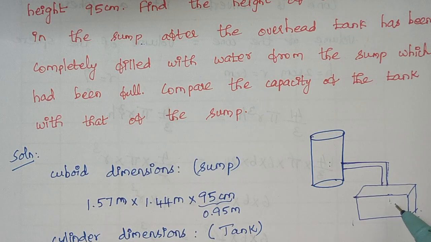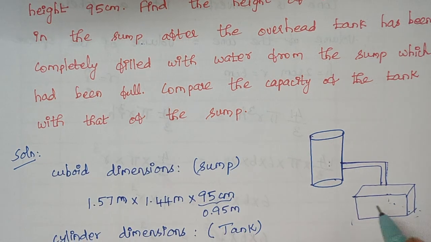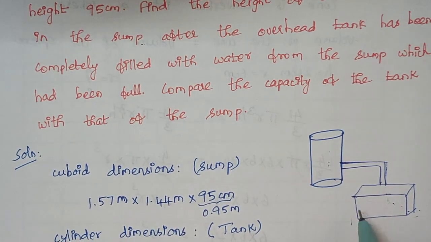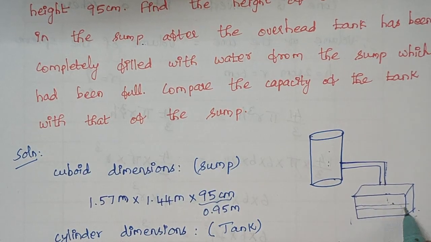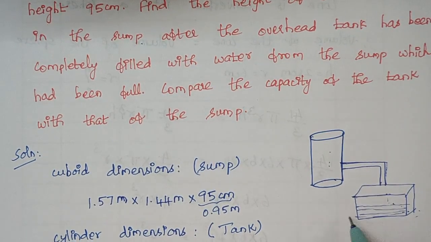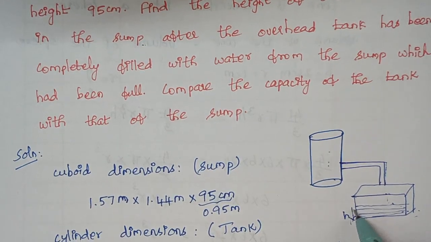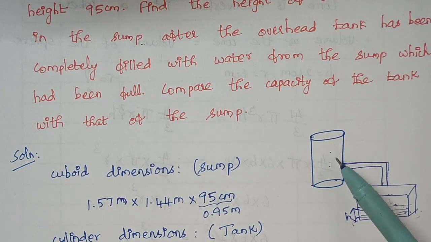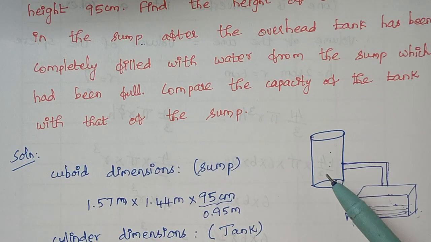So when it is pumping water from the sump, what happens to the water level? The water level in the sump gets automatically reduced, right? Initially the water is full. Now after pumping water to the overhead tank, the water level has reduced, like this. Now you have to find the height of this water level in the sump, provided the condition that your overhead tank is completely filled with water. So am I making the problem clear? I hope so. Now we will proceed with the calculations.